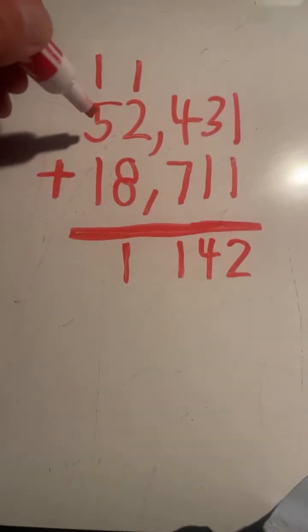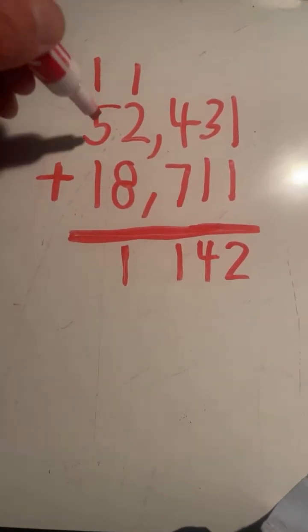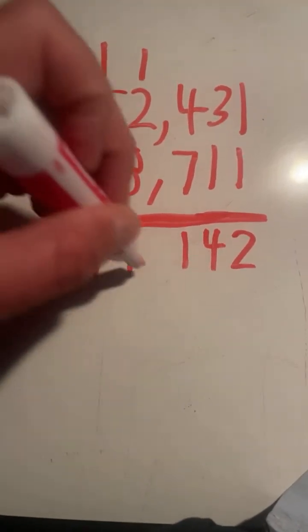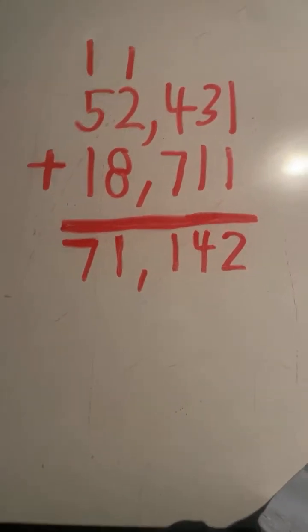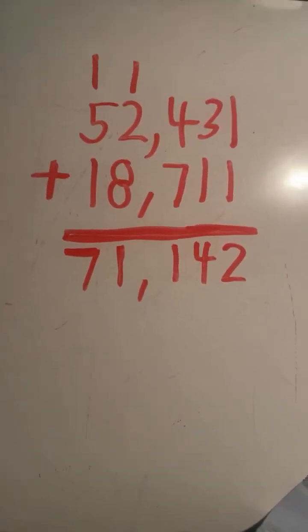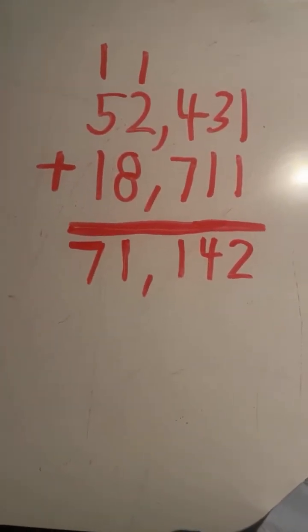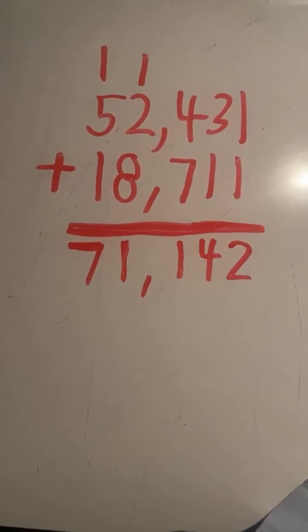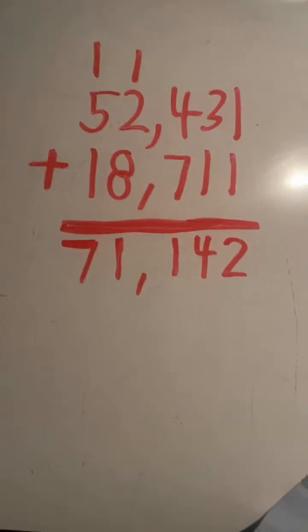1 plus 5 equals 6, plus 1 equals 7. And we have our final answer, 52,431 plus 18,711 equals 71,142.